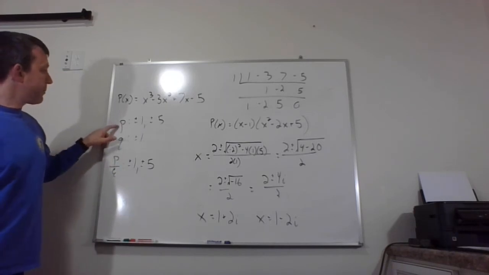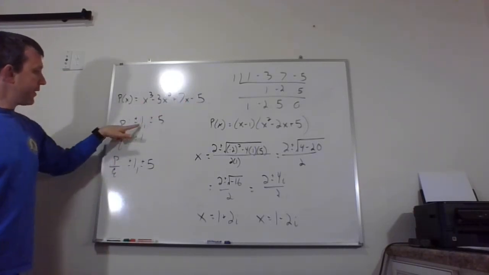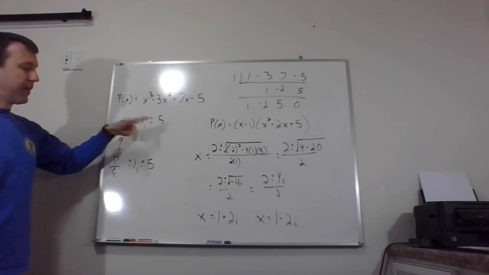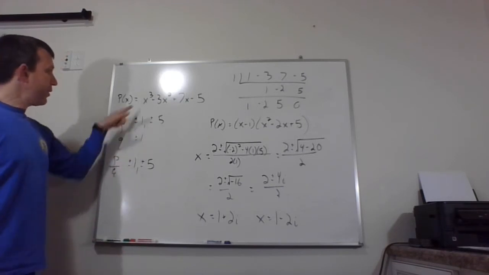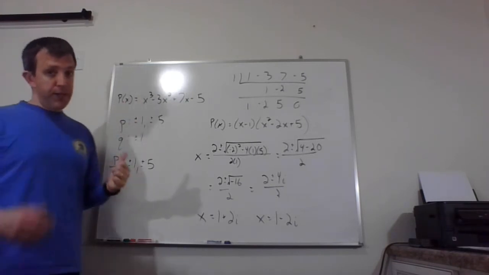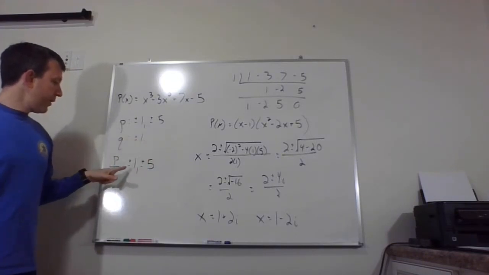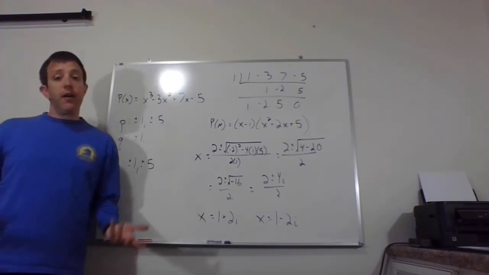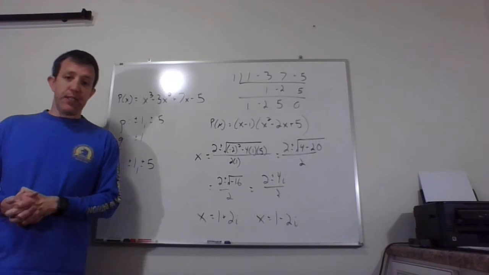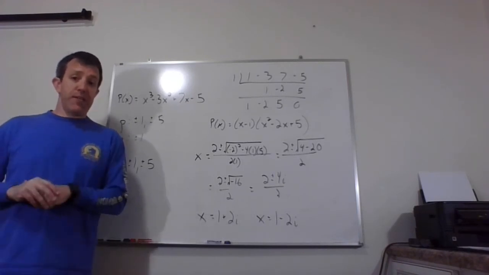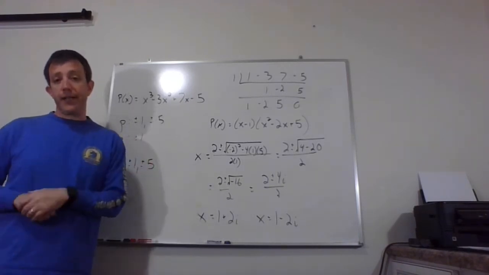I know that the divisors for p, for the 5 at the end, are 1 and 5, so plus or minus 1, plus or minus 5. And for q, it's just a 1, which is super nice. So we get plus or minus 1 there. And the fractions that we can make out of that are just positive and negative 1, positive and negative 5. 4 choices.